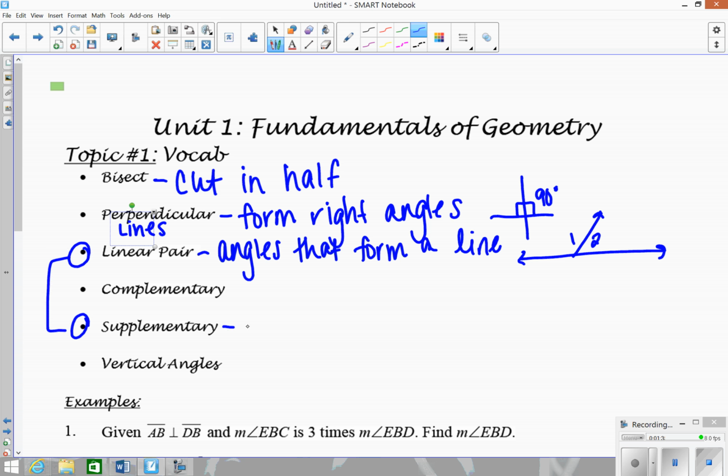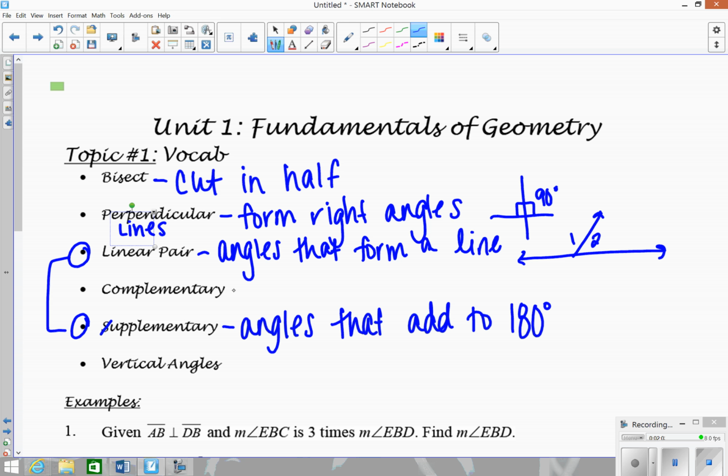Supplementary just means angles that add to 180 degrees. The difference between the two is that with a linear pair, again, the angles have to be adjacent, so they have to be touching each other, whereas supplementary can be any two angles that add to 180. And a way to remember supplementary is if you draw the line through the S, it looks like an 8, so that's the 180.